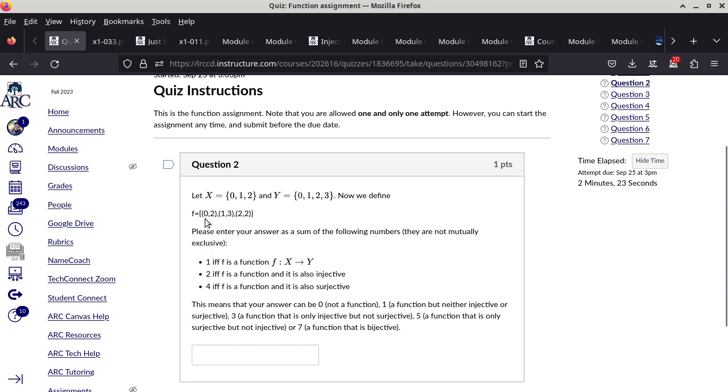It is not an injection because 0 maps to 2 and 2 also maps to 2. It is also not a surjection because there are 2 elements in the codomain that are not mapped to, being 0 and 1. So once again, the answer is just 1 in this case. Any questions? Nope. Okay, all right, moving on.